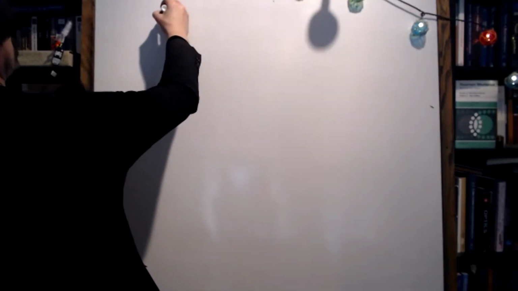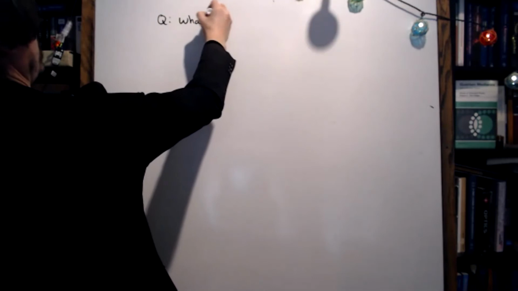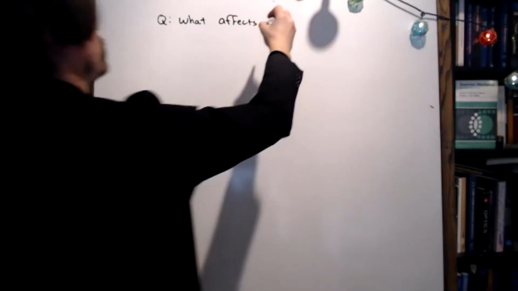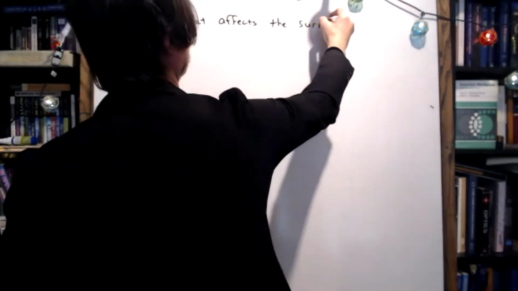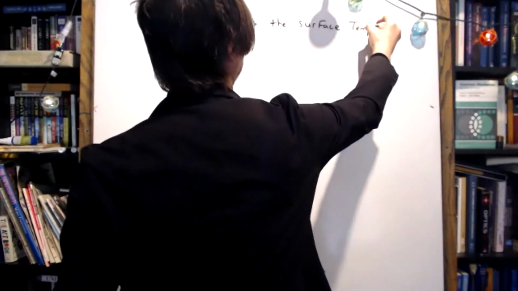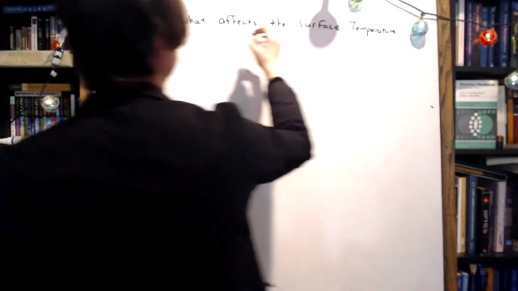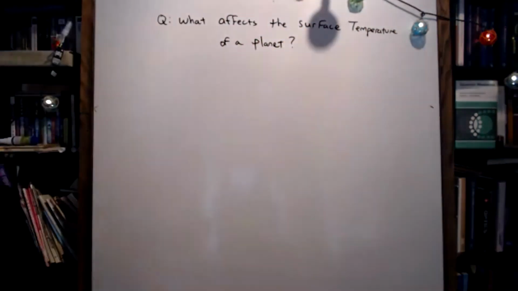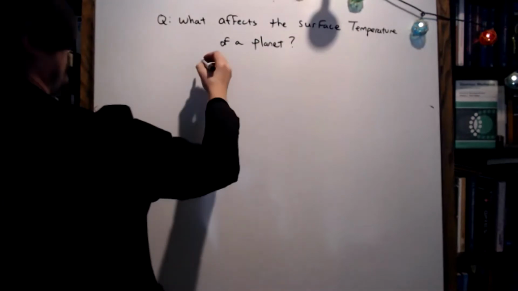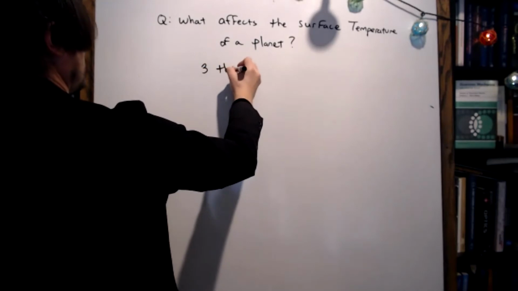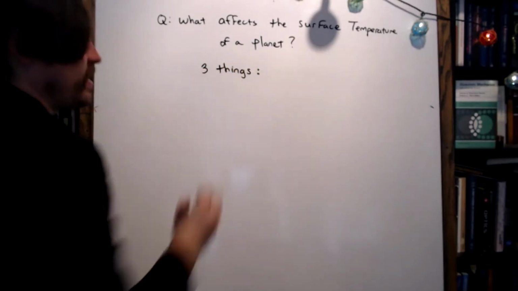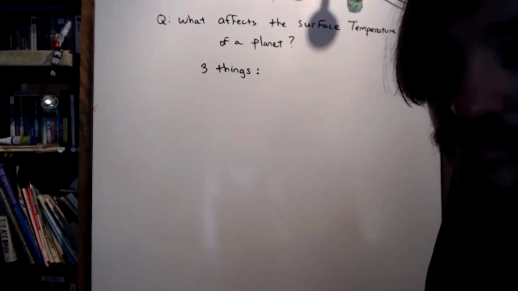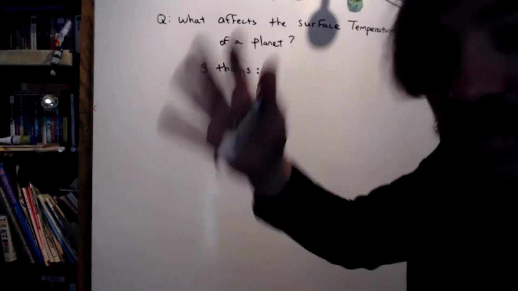So let's ask the question, what affects the surface temperature of a planet? I think I might have actually told you this before, but the answer is 3 things. Can you guys guess what they are? What are the 3 things that determine whether it's warm or cold outside? For a planet. I mean, like just for a planet in general.